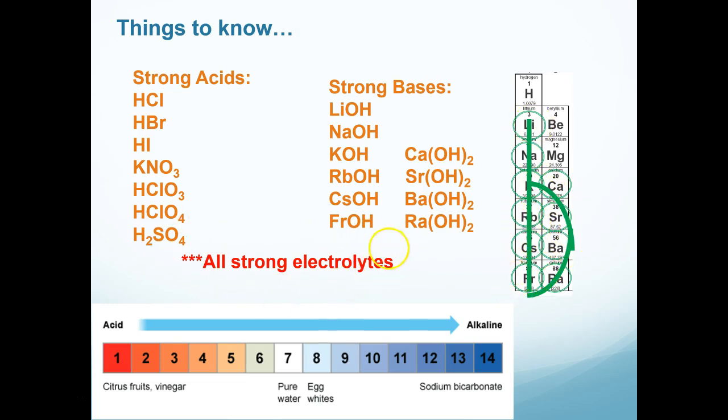Remember that a strong electrolyte means that when I put these into water, they completely split apart into ions. So for example, if I put sodium hydroxide in water, I get sodium with a plus charge and hydroxide with a minus charge. If I put calcium hydroxide into water, I get one calcium ion with a 2 plus charge, and I get 2 hydroxide ions, each with a minus charge. And just a reminder of the pH scale. Acids are going to have a very low pH, and then 7 is neutral, and 14 is going to be basic or alkaline.